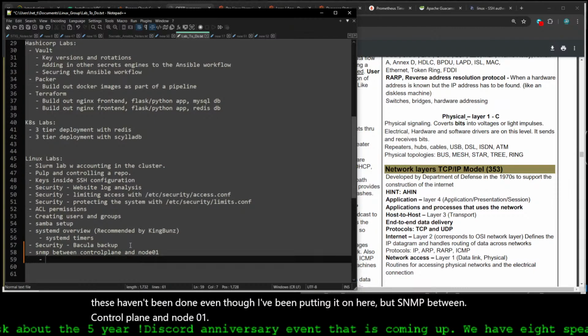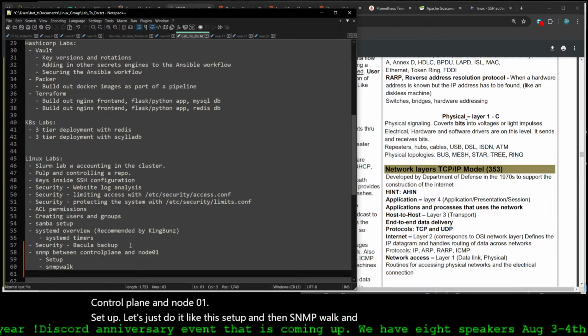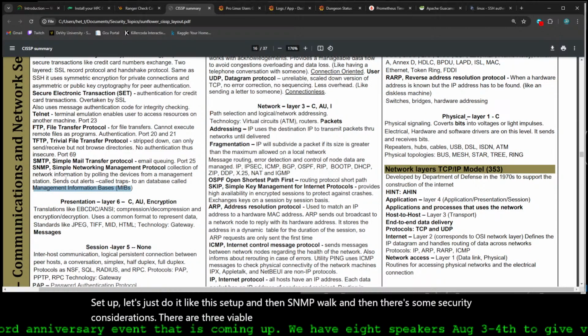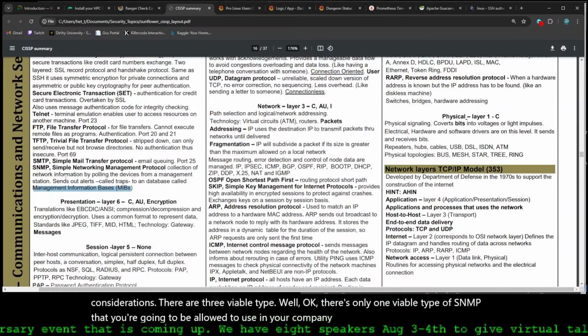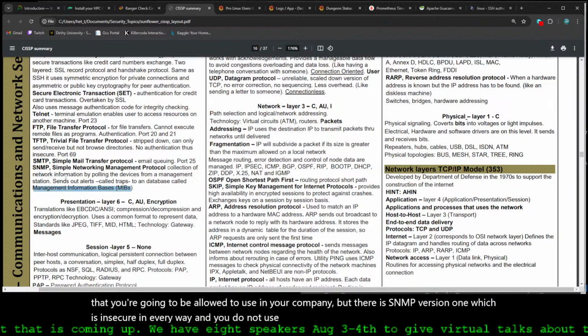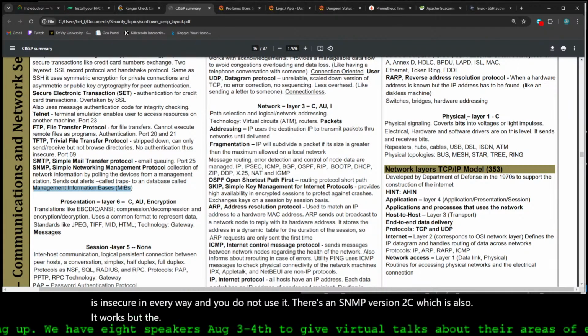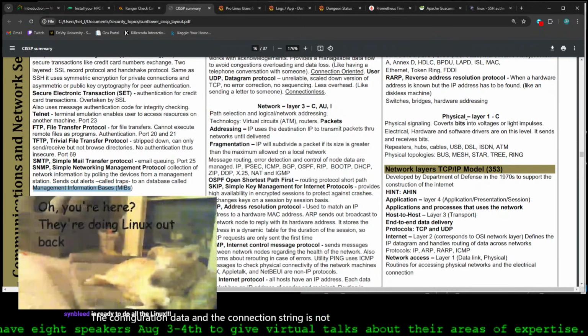Let's just do it like this. Setup, and then SNMP walk. And then there are some security considerations. There are 3 viable types. Well, okay, there's only one viable type of SNMP that you're going to be allowed to use in your company. There is SNMP version 1, which is insecure in every way, and you do not use it. There's SNMP version 2C, which works, but the configuration data and the connection string are not secured. So most of us still don't do it.